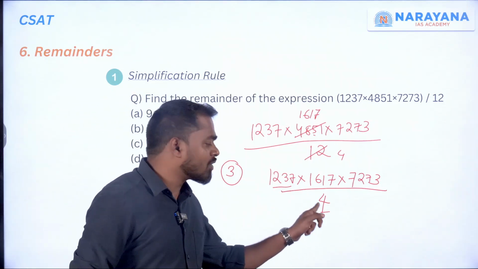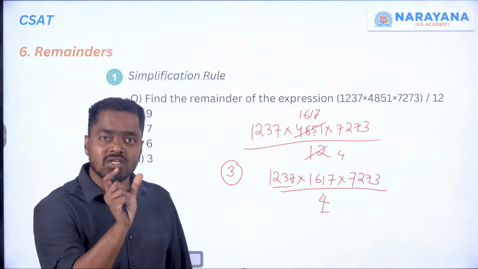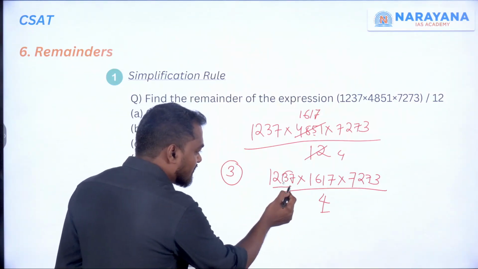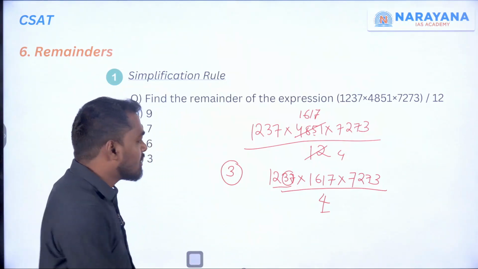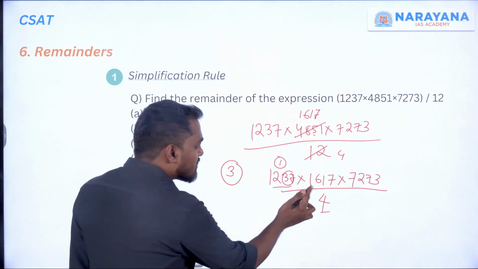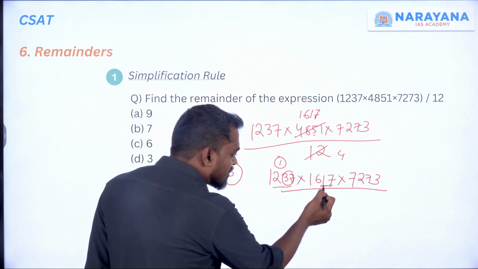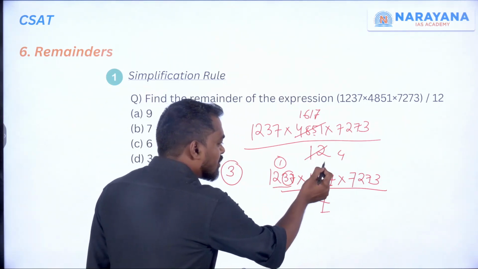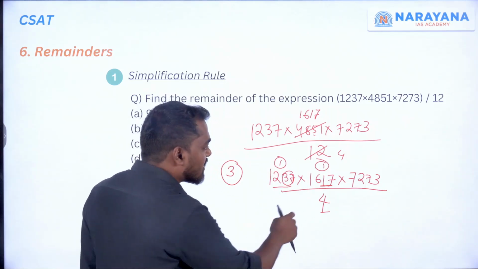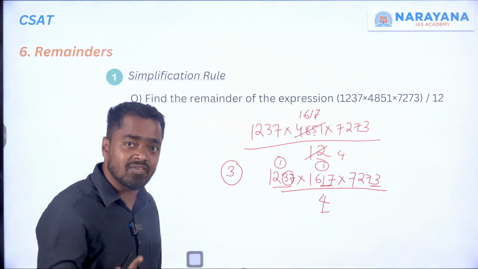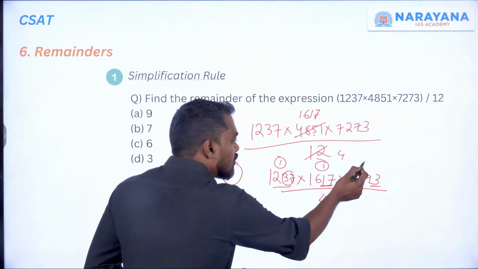What is the divisibility rule for 4? Last two digits should be divisible by 4. What are the last two digits? 37. 4 nines are 36, but there is 37, so the remainder is 1. Similarly, the last two digits are 17. 4 fours are 16, 1 is your remainder. Similarly, 7273, 4 eighteens are 72, so the remainder is 1.